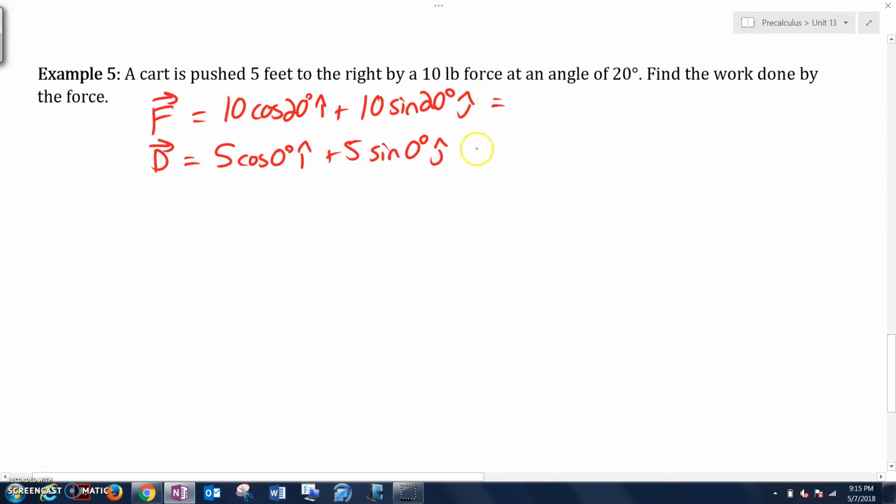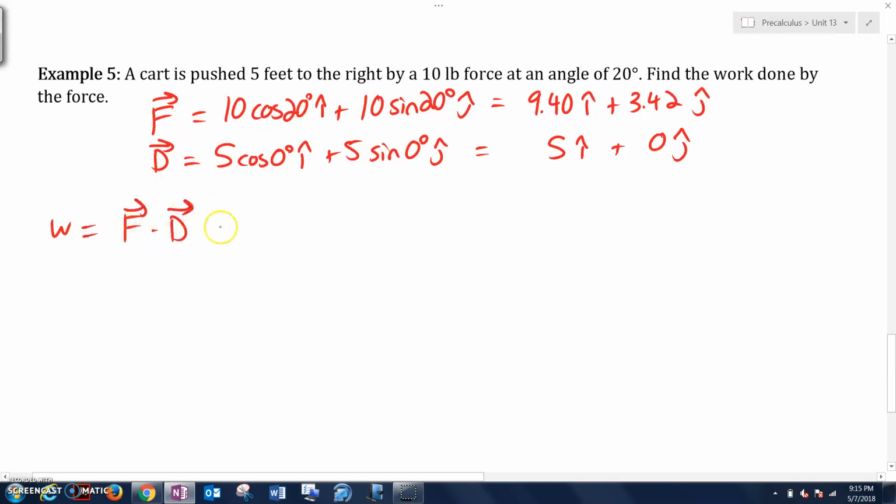Okay, so those are my setups. I have 10 cosine 20 in the i direction plus 10 sine 20 in the j direction for force. And then we have the 5 cosine 0 and the 5 sine 0. To do this, you just use your calculator. We get 9.40 in the i direction. Plus, we get 3.42 in the j direction, although that won't even matter. When you do this one, you get 5i plus 0j, and that's why that one won't matter, because when you do the dot product, that will go away.